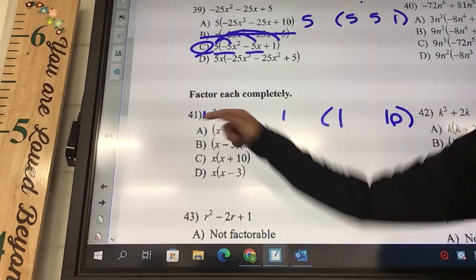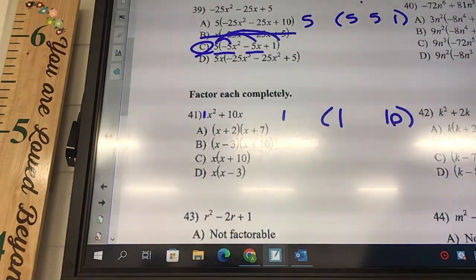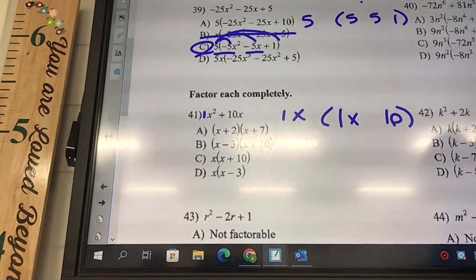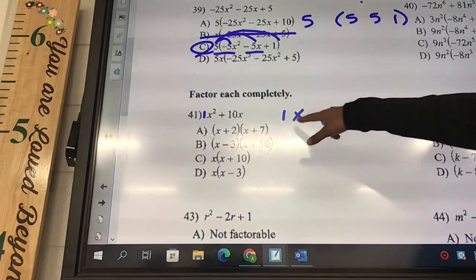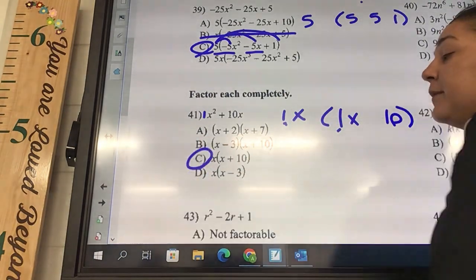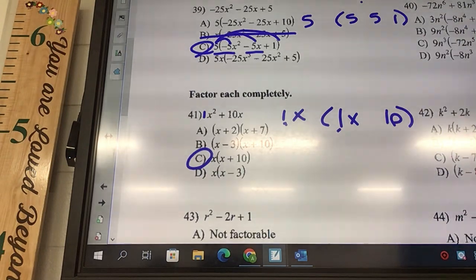My first guy, he's got 2 x's. My second guy, he's got 1. How many can I pull? 1. How many is my first guy going to have left? One. Second guy, none. Now stop and look. What's going to work? C. Remember these ones, you can put ones or you don't have to. So it's going to be C. We've got 2 left.